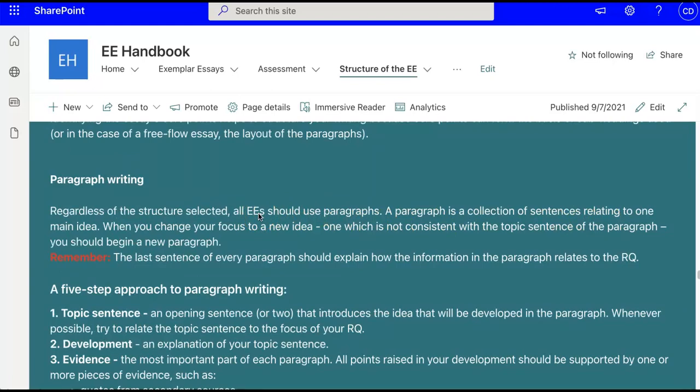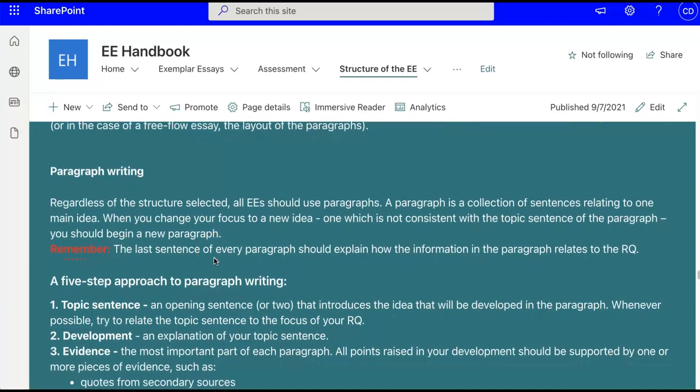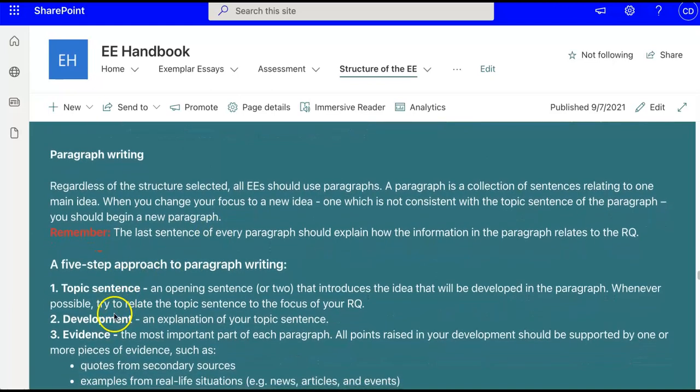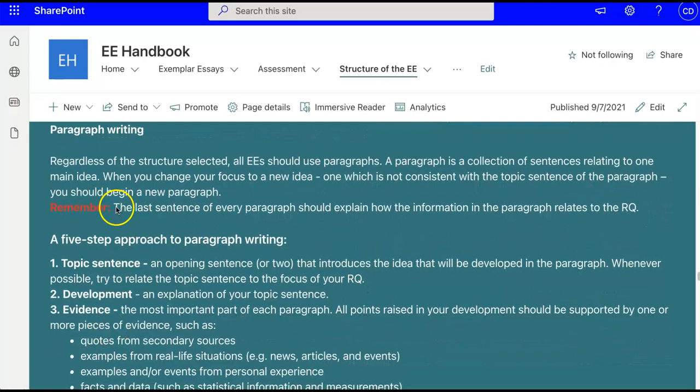use paragraphs. Now a paragraph should be appropriately structured. It should start with a topic sentence, development and evidence, and the last sentence of every paragraph should explain how the paragraph relates to the research question. Often students do not link their analysis to the research question, but that's very important. For each section of the EE, you should explain how this section contributes to answering the research question. In other words, why does this section matter?